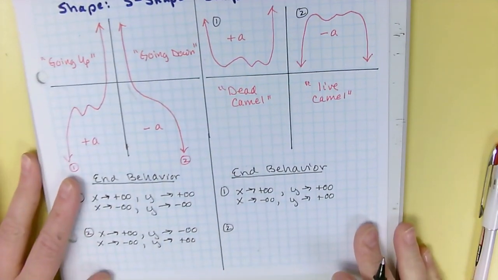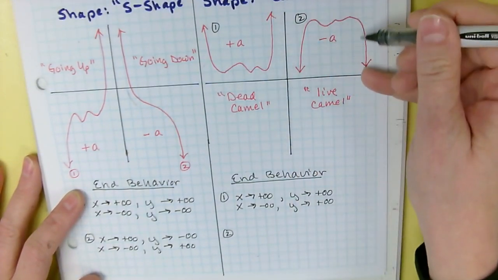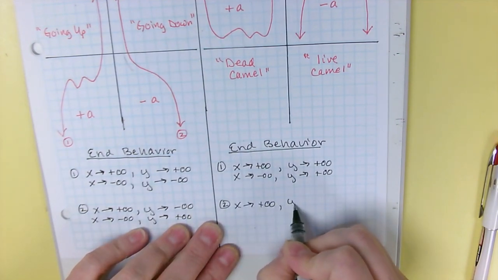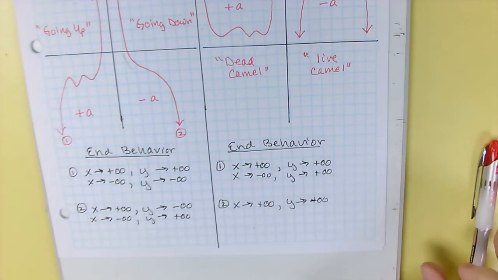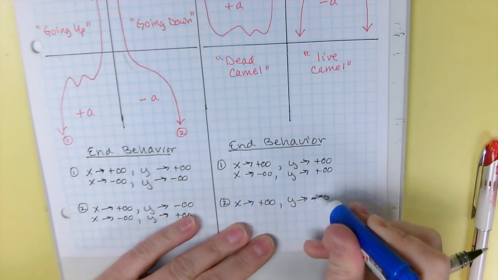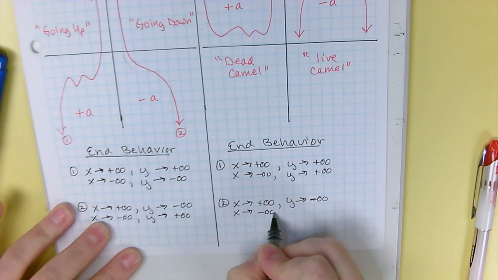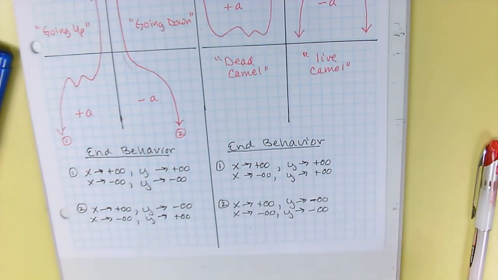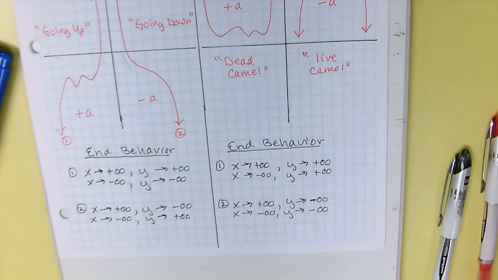Now, on the second graph, it's the exact opposite. In this case, it doesn't matter if you're going right or left, the y values are dropping. It's legs down. So as x approaches positive infinity, y approaches negative infinity. Let me fix that. Here we go. And as x approaches negative infinity, as we go to the left, y still is going down. Y approaches negative infinity. So legs up, everything's going to positive infinity. Legs down, everything's going to negative infinity.